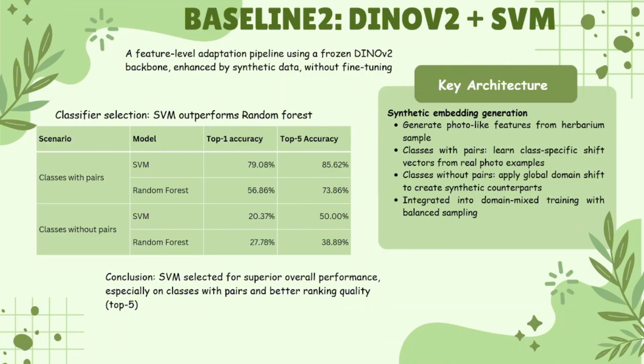When comparing classifiers, SVM significantly outperforms random forest. On paired classes, SVM achieves 79% accuracy versus just 57% for random forest, a 22-point improvement. Even on challenging unpaired classes, SVM shows better ranking quality with 50% top-5 accuracy. Based on this result, we select SVM for its superior performance, especially on paired classes, and better ranking quality as shown by the top-5 metrics.